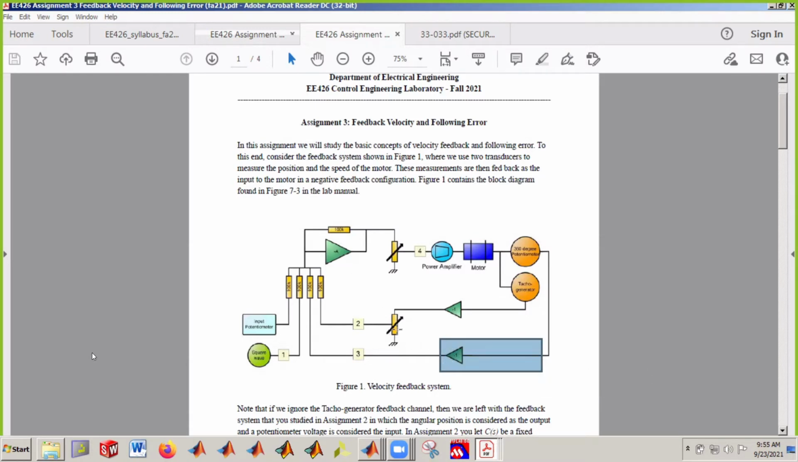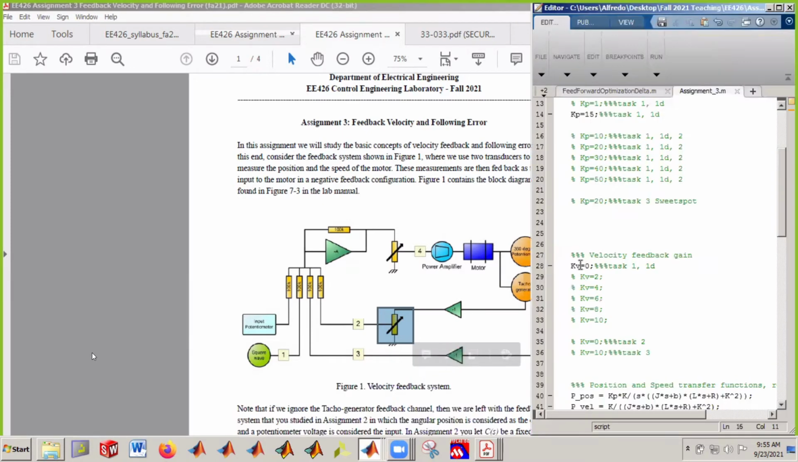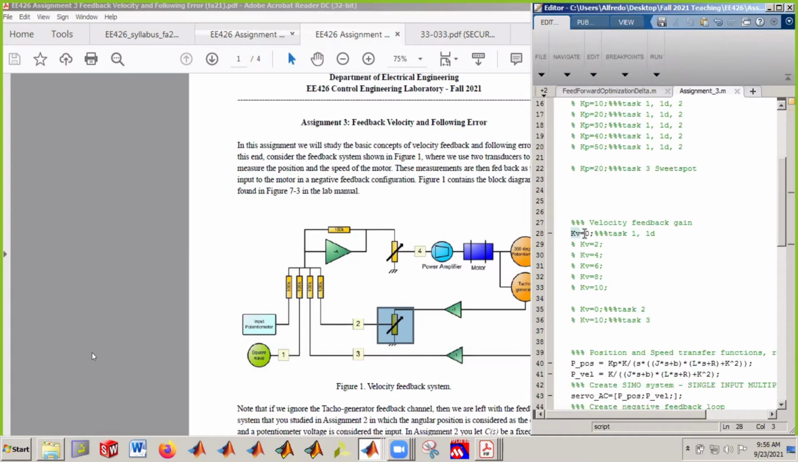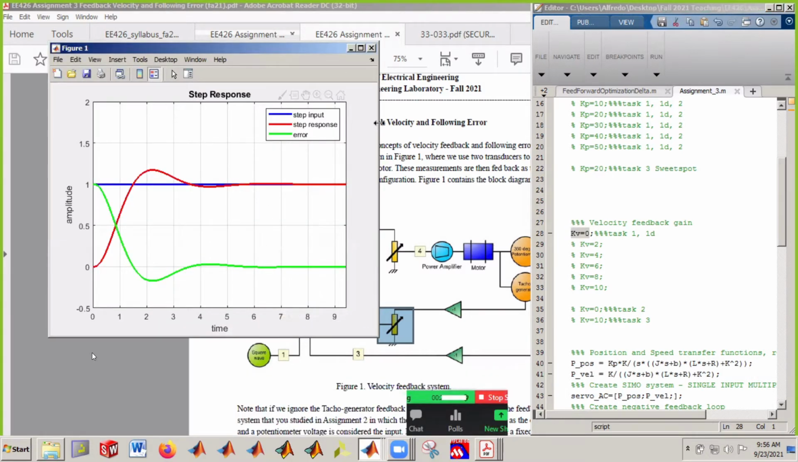Now this knob here is an attenuator. This gain, we will now call KV. This KV is in our code given by this line here, line 28 in my particular code. It might not be the same line in the code that I gave you in the assignment, but you will eventually be able to find it. Notice how KV is equal to 0 for this particular figure that you are seeing now.